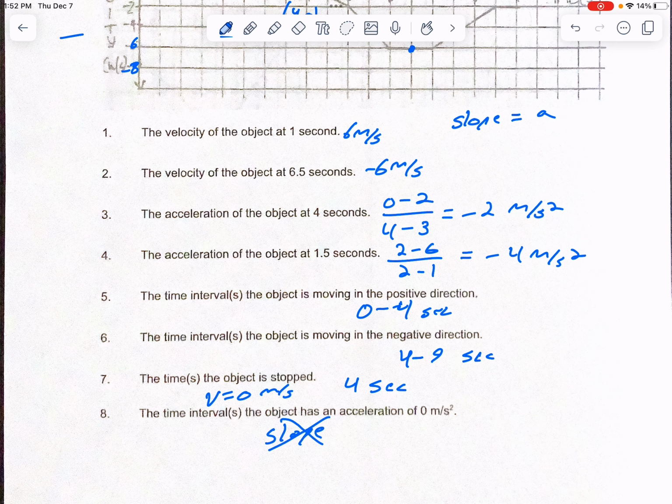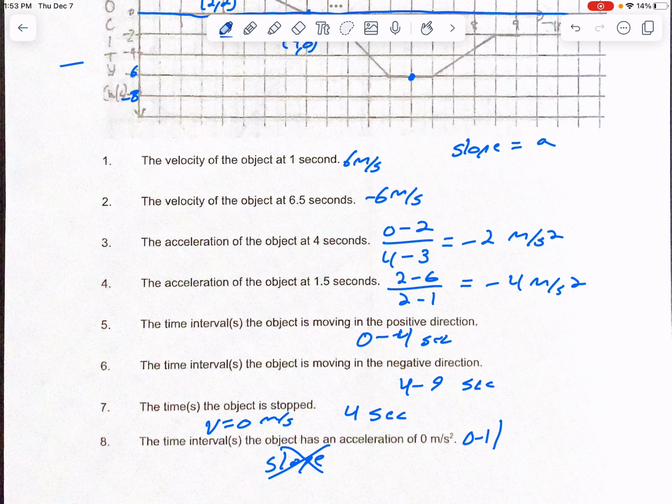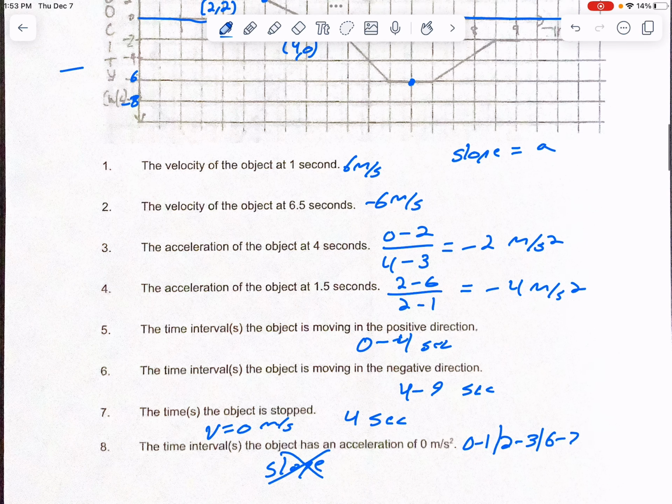The time interval the object has an acceleration of 0, so therefore your slope is gone. There is no slope. Acceleration is 0, so there's no slope. So that looks like it'd be 0 to 1, 2 to 3, 6 to 7 seconds, and then that little last bit, 8.5 to 9. So you're just looking for flat lines there.